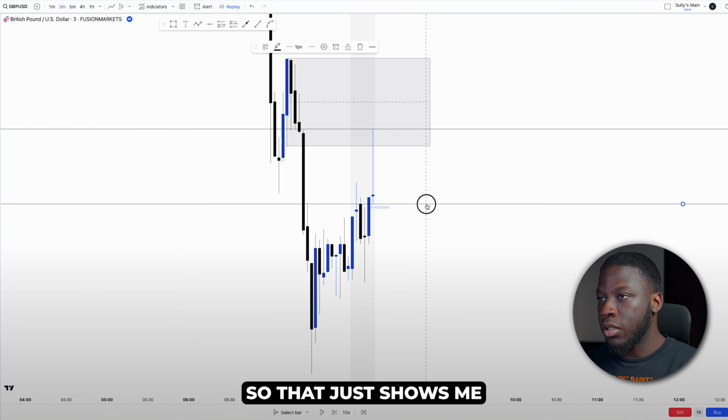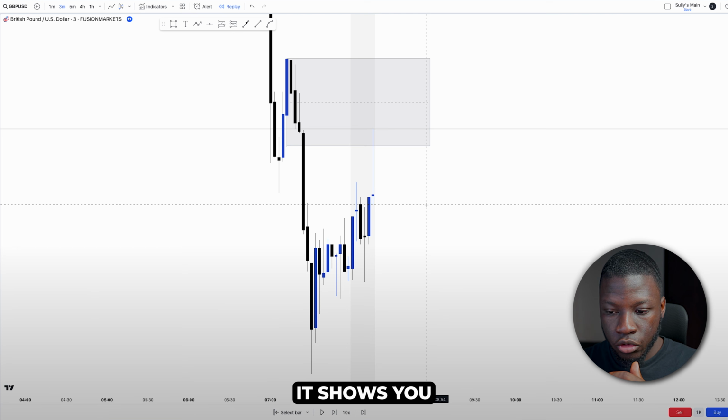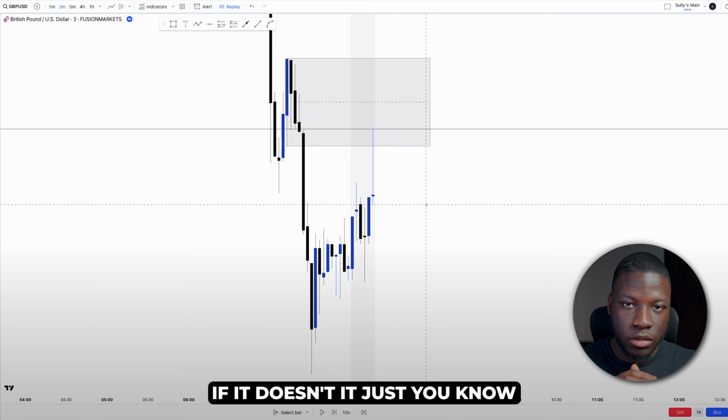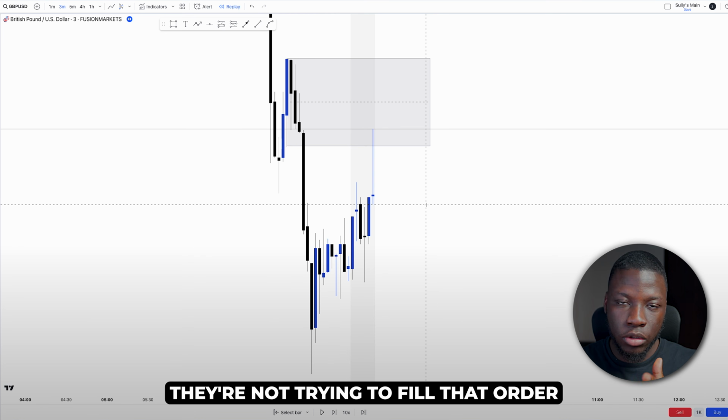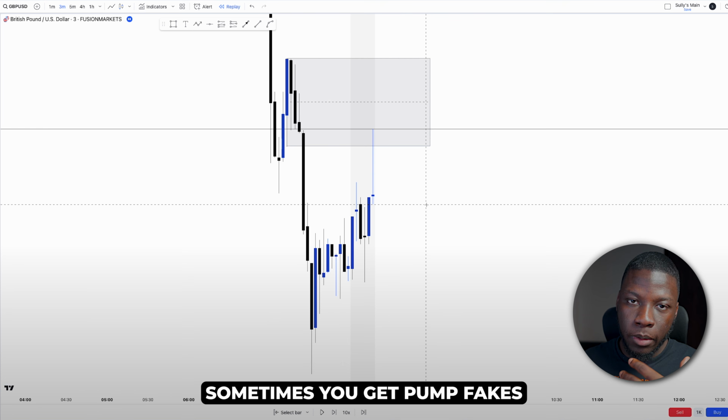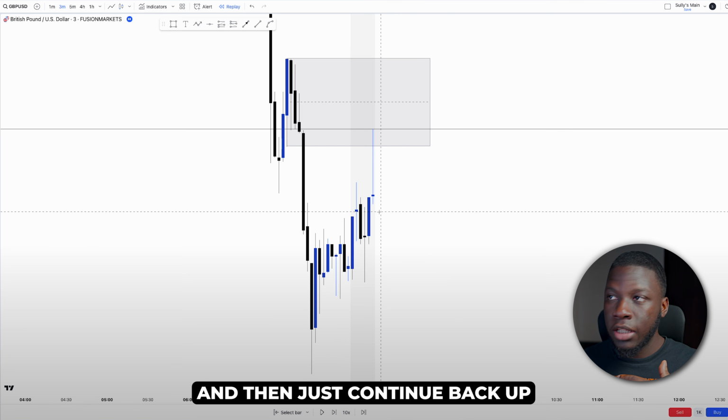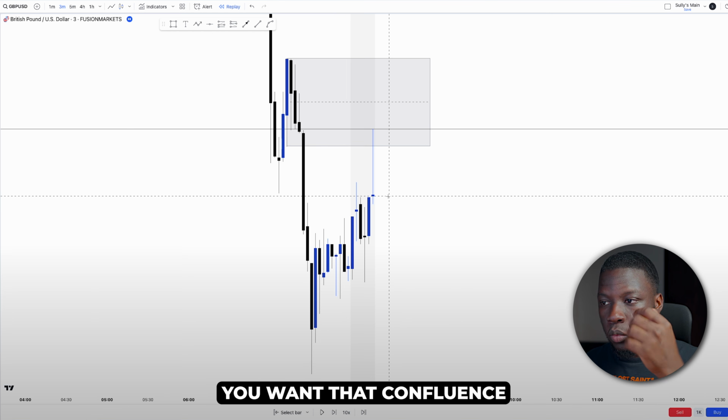So that just shows me, because when price is going past another candle, it shows you that it wants to continue in that direction. If it doesn't, they're not trying to go past, they're not trying to fill that order, they're not trying to go in that direction. Sometimes you will get pump fakes, meaning that price might go down and then just continue back up. But overall, you want that confluence.